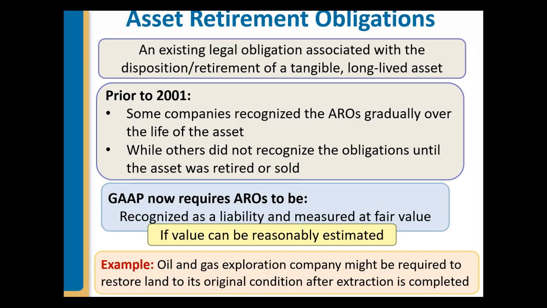GAAP now requires that an existing legal obligation associated with the retirement of a tangible, long-lived asset be recognized as a liability and be measured at fair value, if value can be reasonably estimated. But when a liability is credited, the offsetting debit is to the related asset. These retirement obligations could arise in connection with several types of assets.